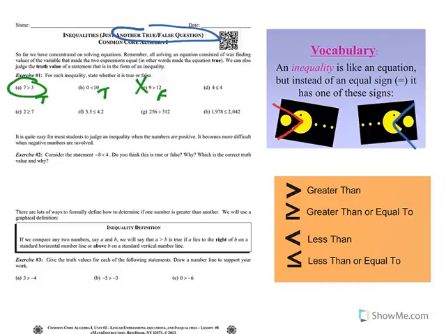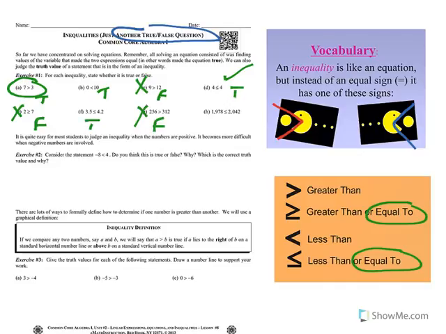Is 4 less than, and here's my favorite part, or equal to, less than or equal to 4? Yeah, it is, so that's true. Is 2 greater than or equal to 7? No, it is not, so that's false. Is 3.5 less than or equal to 4.2? Yes, it is, true. And 256 greater than 312? Nope, false. And 1,978 less than 2,042? That is definitely, absolutely true.